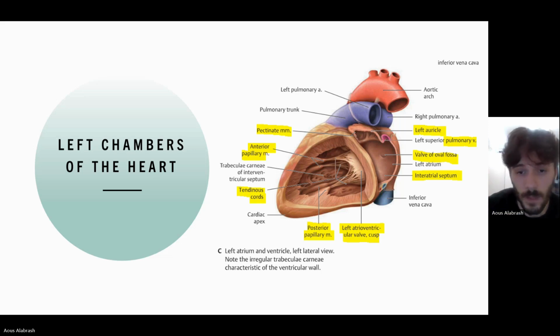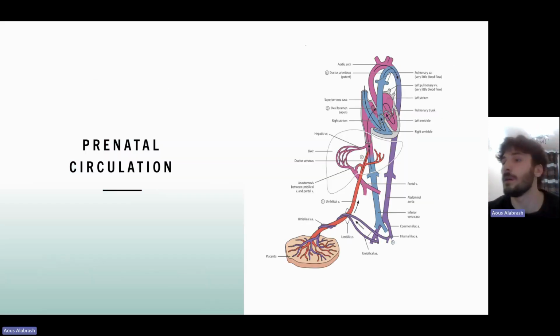Then, prenatal and postnatal circulations. Now, the question says description of the heart, which is extremely broad. However, prenatal and postnatal circulation are specific topics. So that's where you want to go into details. That's where you would expect to be asked detailed questions if you pick this question.